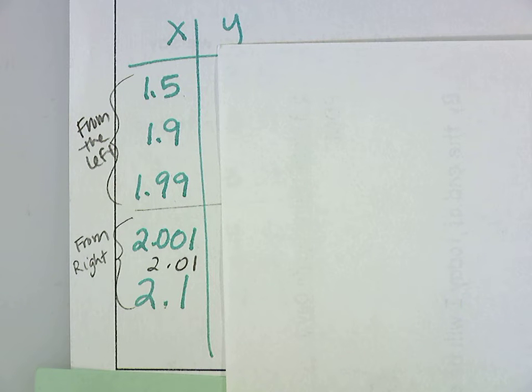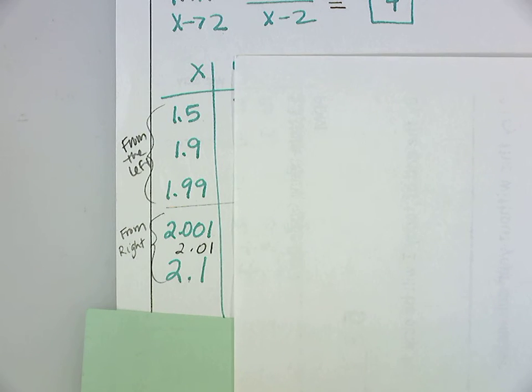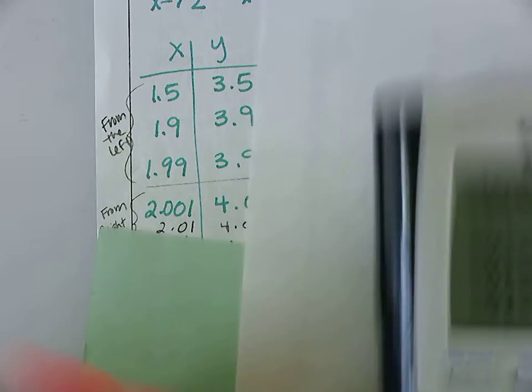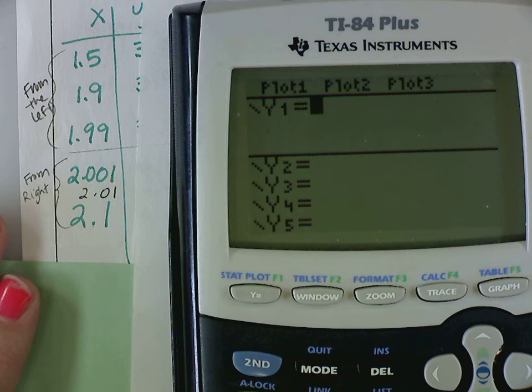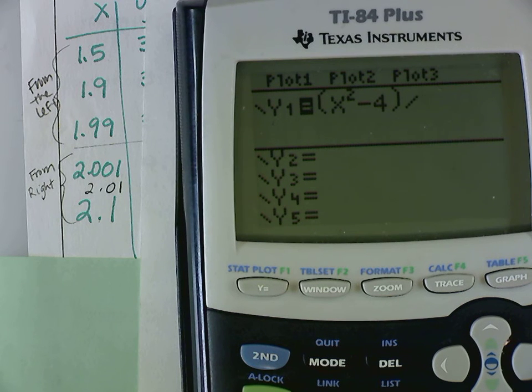X squared minus 4 over x, and it's the limit as x approaches 2. Oh, x minus 2. Okay, so I'm not sure if you did this when you were filling out your chart on our first worksheet, but I highly recommend that you use your table function. Okay, so to use your table function, you can do x squared minus 4, and because it is a rational function, you do want to put that in parentheses.